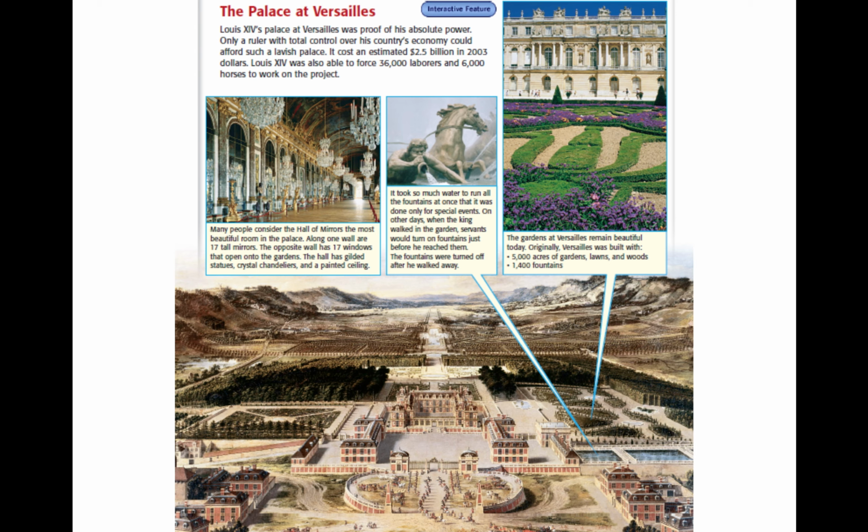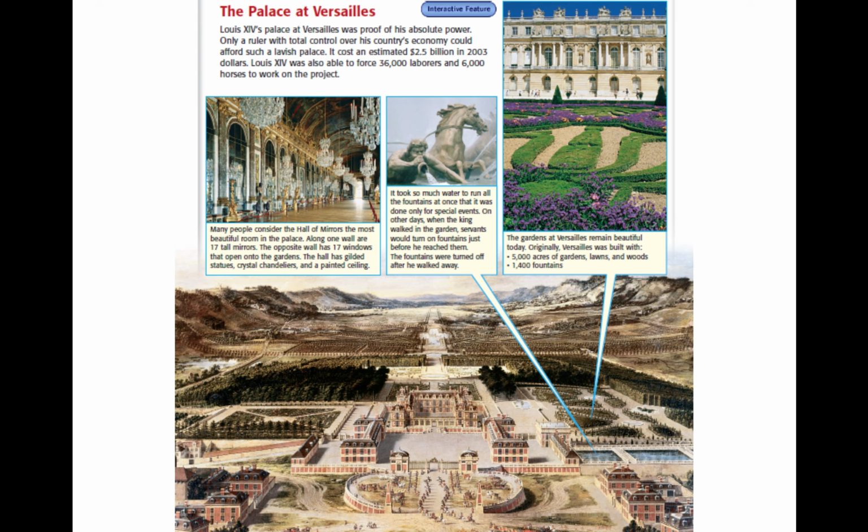It says the gardens at Versailles remain beautiful today. They're a tourist attraction. Versailles is a museum where people who visit it talk about how it takes several days to view the palace and the gardens, and you obviously don't see all the gardens because it's so massive. Originally, Versailles was built with 5,000 acres of gardens, lawns, and woods. That's a huge amount of space.